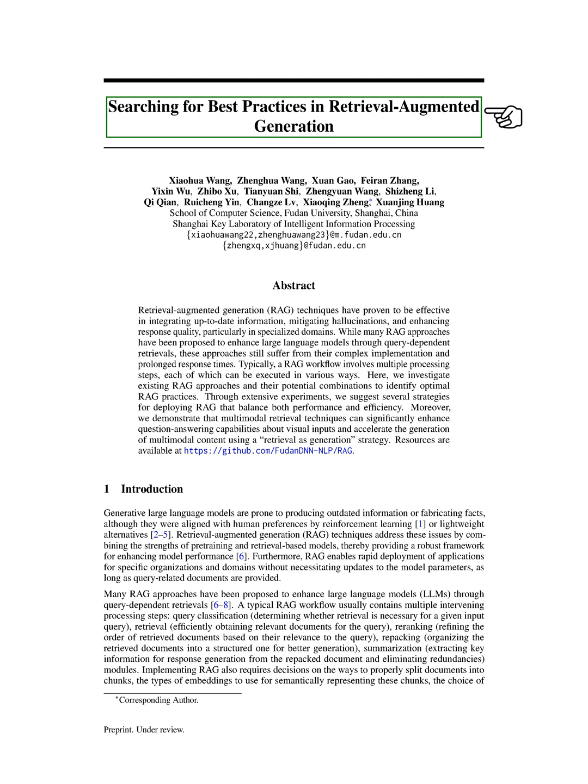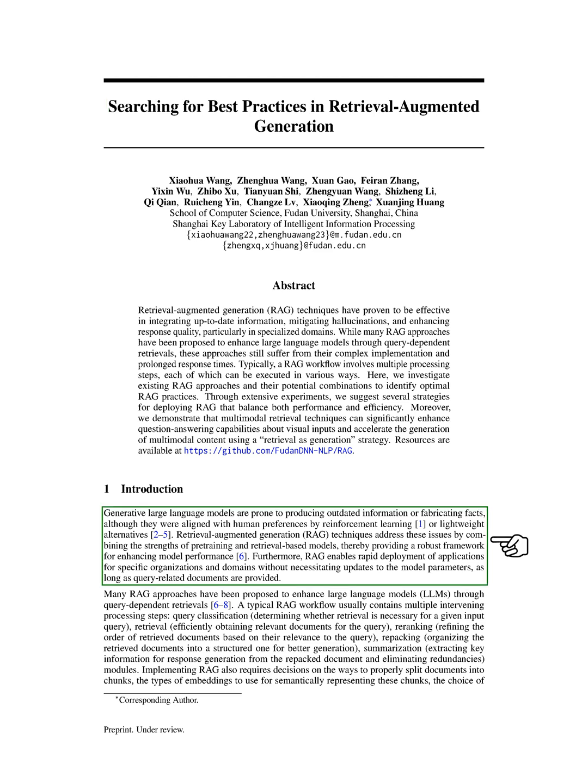Section: Introduction. In this section, we explore how generative large language models can sometimes provide outdated information or create false facts, even when trained to align with human preferences using reinforcement learning or lighter alternatives. To tackle these issues, Retrieval-Augmented Generation (RAG) techniques combine pre-training and retrieval-based models to create a robust framework that enhances model performance. RAG allows for quick deployment of applications tailored to specific organizations and domains without needing to update model parameters, as long as relevant query-related documents are available.